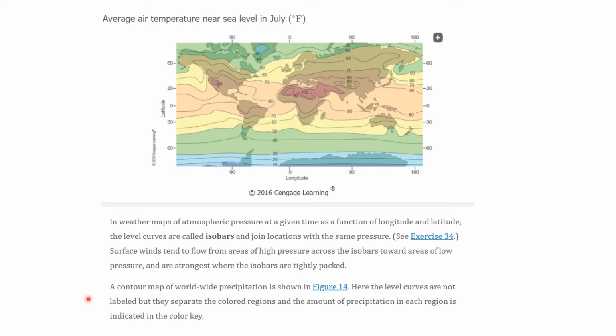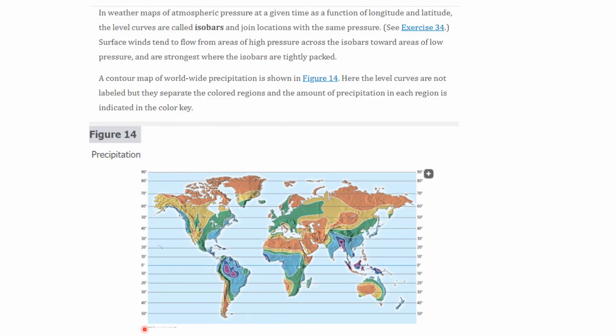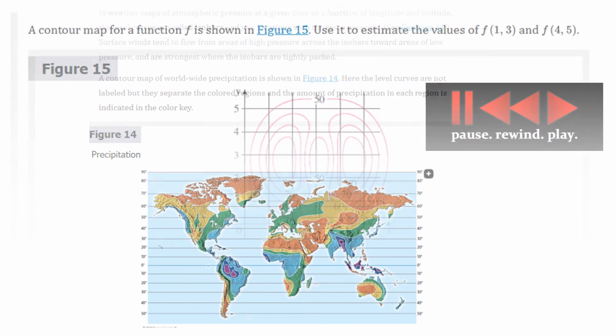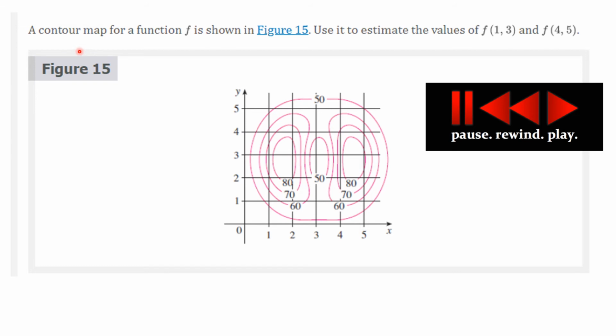A contour map of worldwide precipitation is coming up, and there the level curves are labeled and they separate colored regions, and the amount of precipitation in each region is indicated by the color key. And here's a picture of that. And we did talk about isobars and winds flowing. We already talked about that, and here's the precipitation curve. Okay, but let's return from the applications to talk about a contour map.